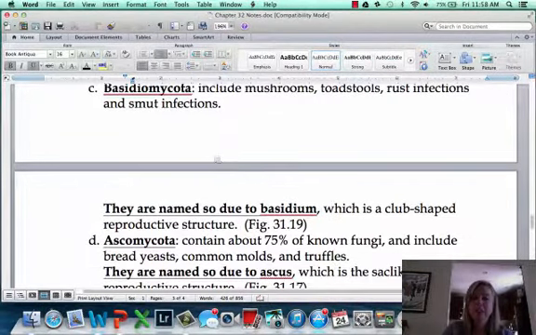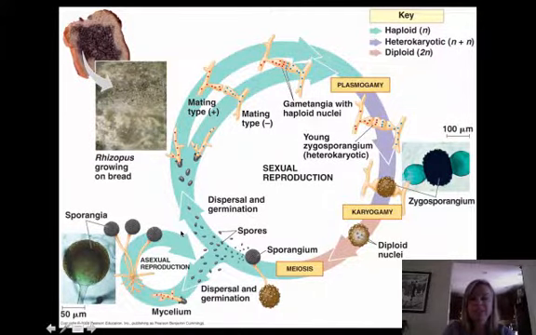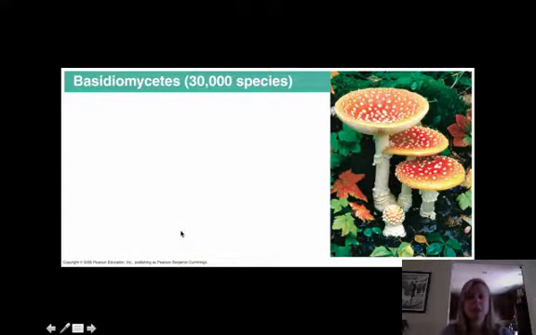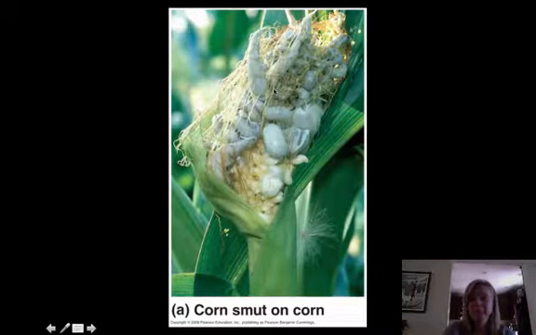Then you have Basidiomycota. Basidiomycota is going to be mushrooms, toadstools, rust infections, and smut infections, which I know sounds naughty, but it's not. So I think I've got some pictures here. Yeah, so we've got our mushrooms and toadstools and those types of things. Shelf fungus, puffballs, maiden veil fungus. And then this is what a smut infection is.